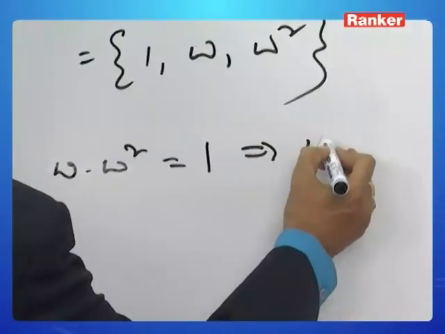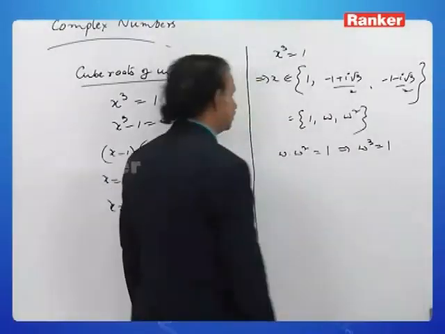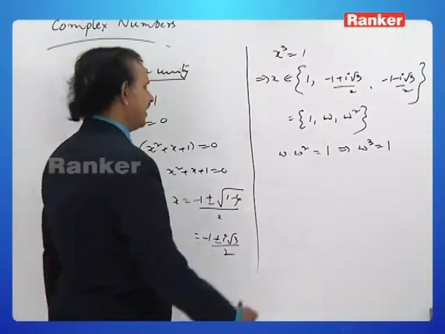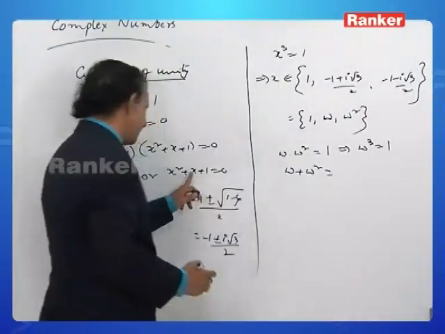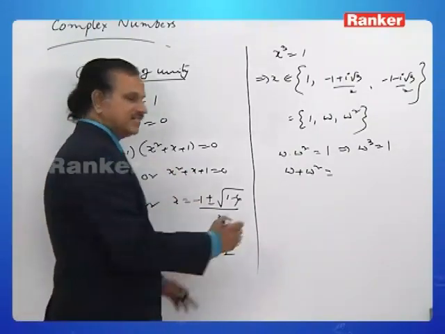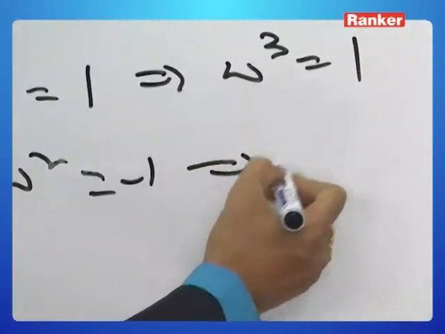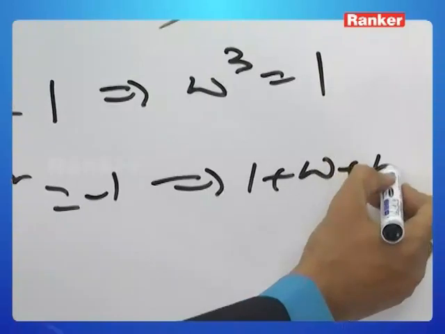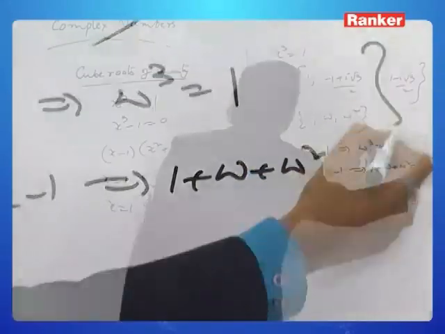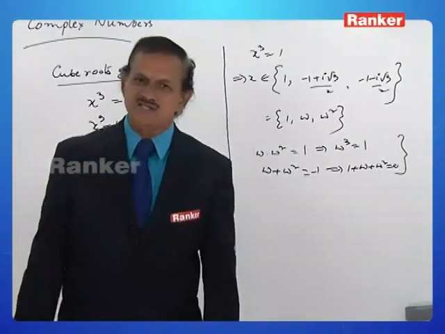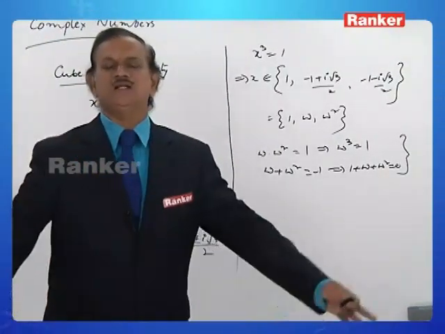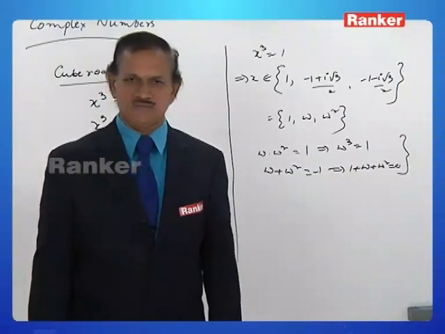Thereby, you will be getting omega cube is equal to 1. And again, what is the sum of the roots, omega plus omega square? Minus b by a. What is that? Minus 1. From this, 1 plus omega plus omega square is equal to 0. Those two results help us a lot in simplification of so many other problems, numerical problems.